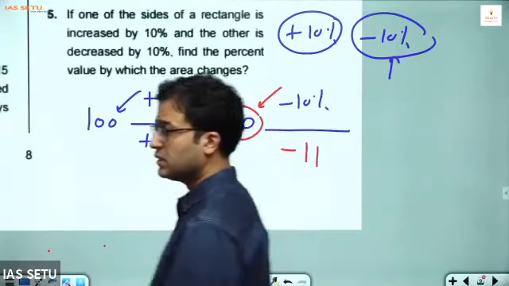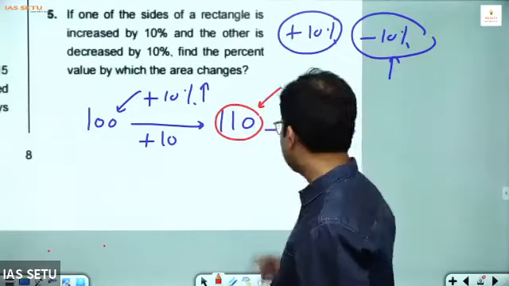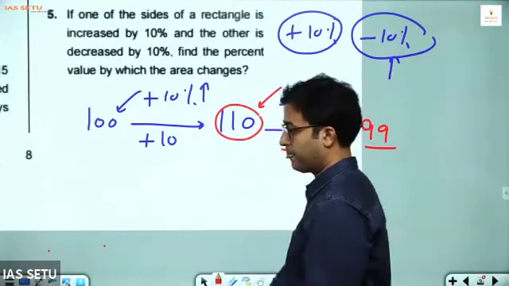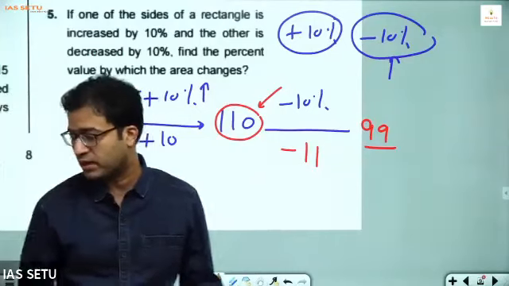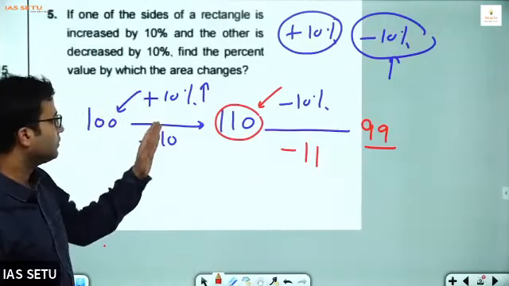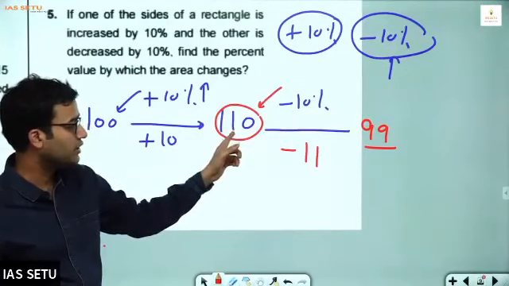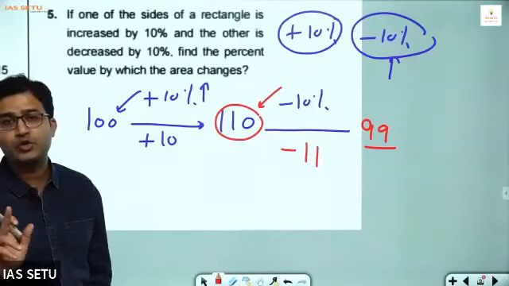So this is 110 minus 11 is 99. Is this okay? Write yes in comment. जब तक आप yes नहीं लिखोगे मुझे समझ में नहीं आएगा कि आप समझ पा रहे हो नहीं. 100 plus 10, 110, but there is a 10% reduction from this 110. 110 minus 11 is 99, but this 99 is not your answer.